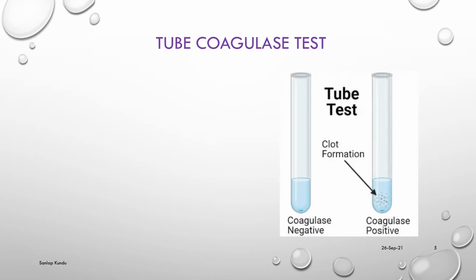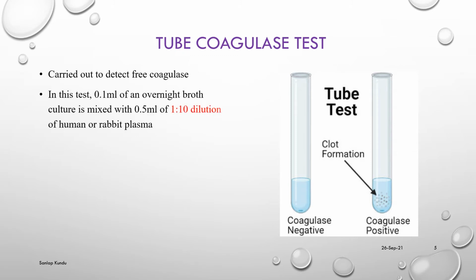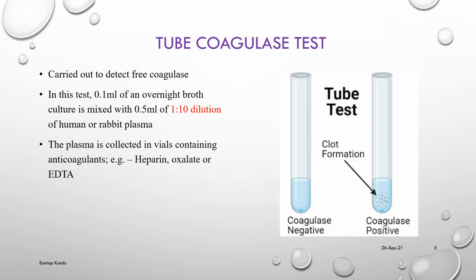Let's talk about the first process, that is the tube Coagulase test. Now, in the tube Coagulase test, as the name suggests, it is done in a test tube. It is carried out to detect free coagulase. In this test, 0.1 milliliter of an overnight broth culture is mixed with 0.5 milliliter of 1:10 dilution of human or rabbit plasma. The plasma is collected in vials containing anticoagulants, that is heparin, oxalate or EDTA.